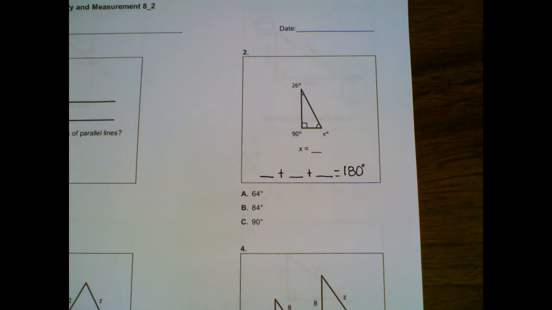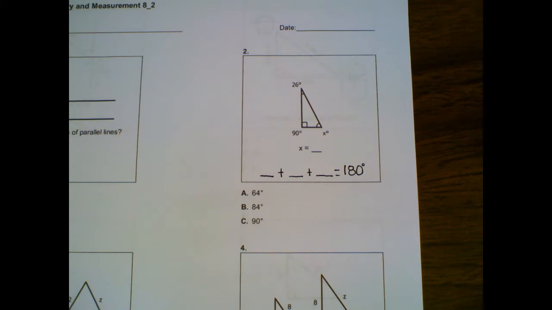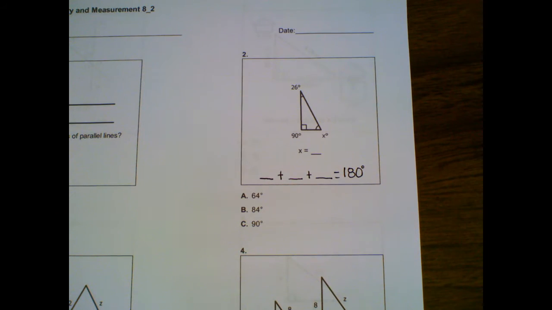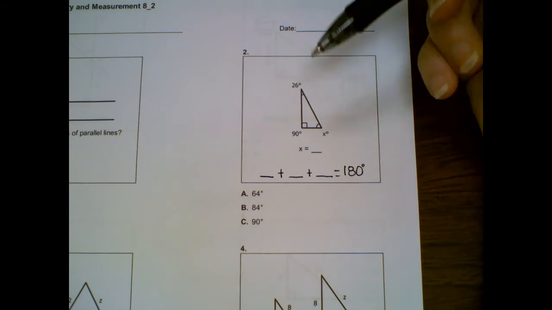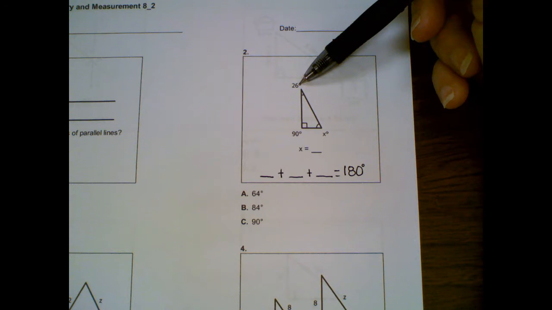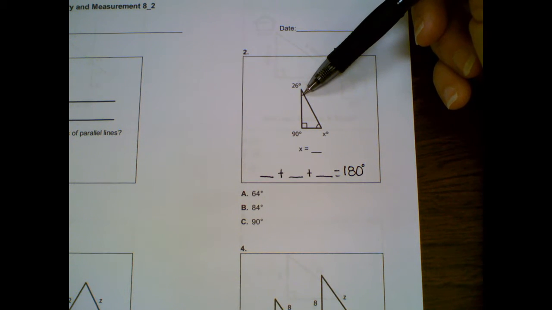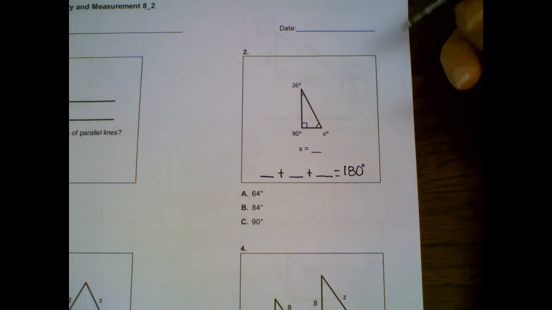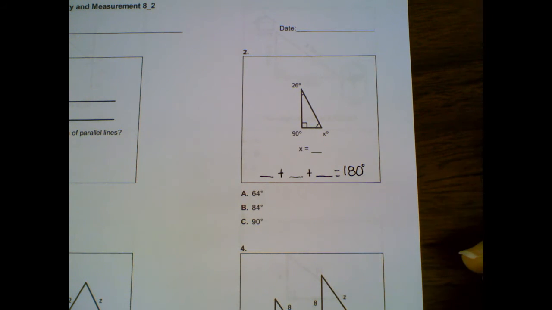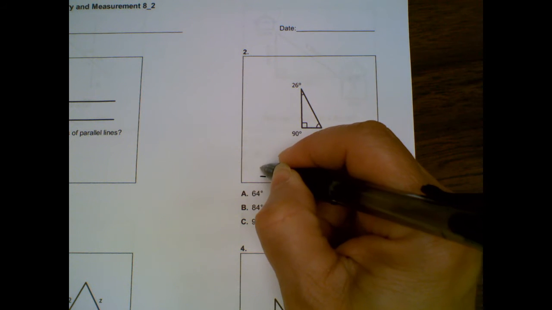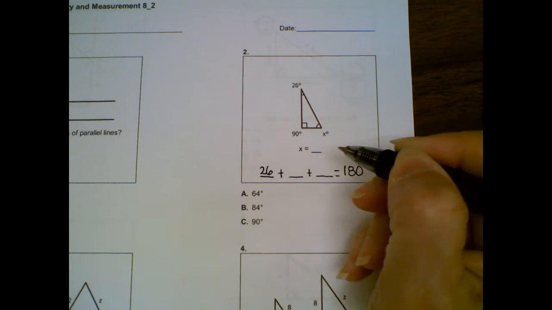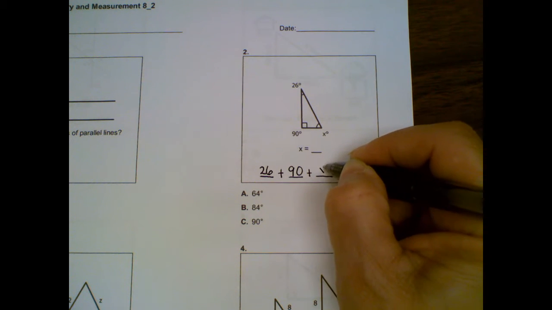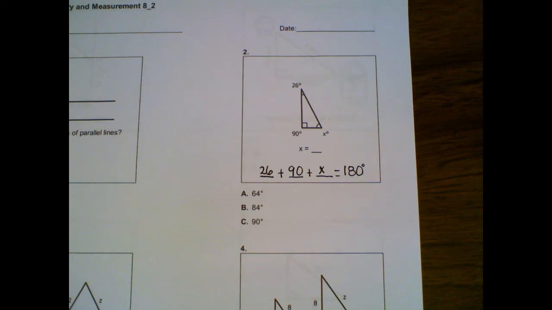For number 2, we are looking at a right triangle. Be careful and don't get confused. We're not using Pythagorean theorem this time because we're looking at degrees. We're looking at the measure of the angles. We know that when we're looking at a triangle, all 3 angles add up to 180. So let's plug in the numbers we know. We know one angle is 26, one angle is 90, and then our other angle we're going to label X because we don't know it.